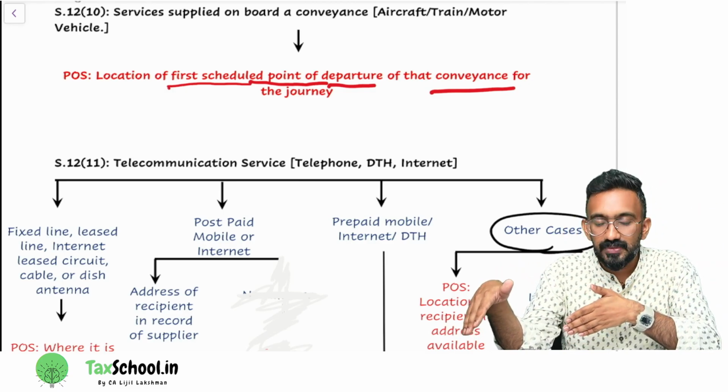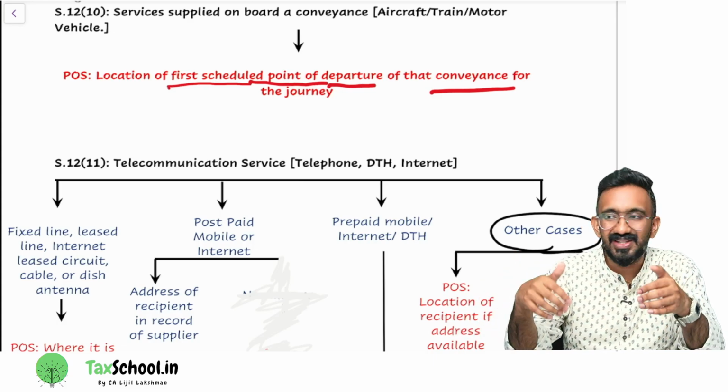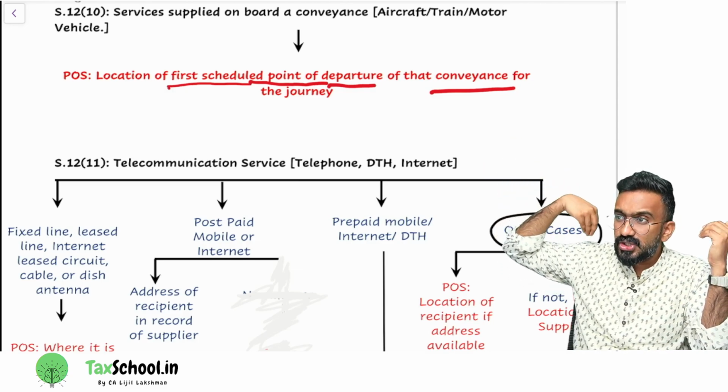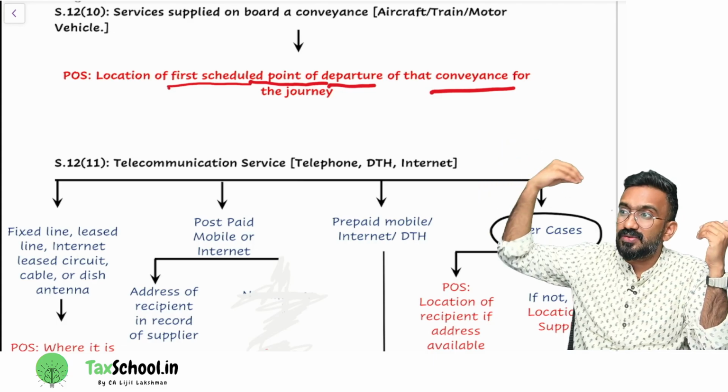There is movie on demand. The movie was always there. So they said place of supply, if you get services inside a conveyance, would be the location of the first scheduled point of departure of that conveyance for the journey.